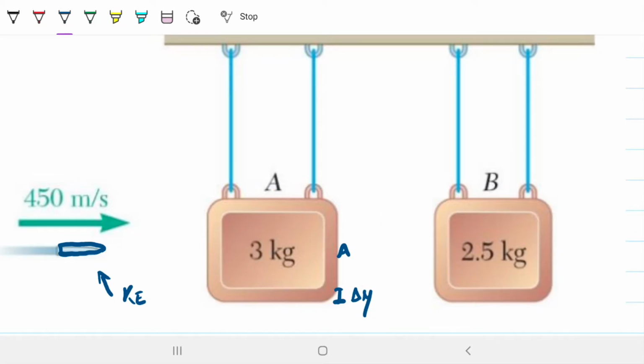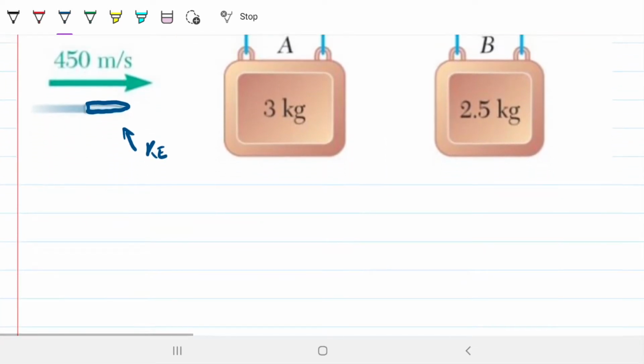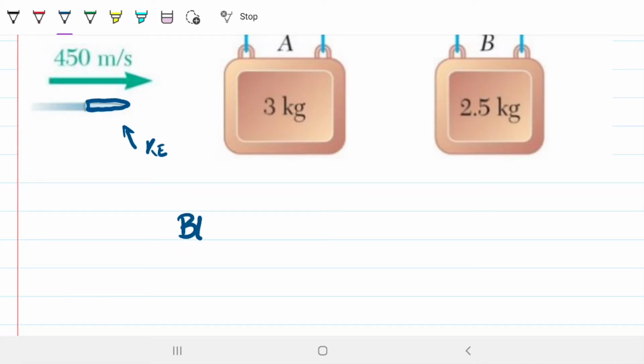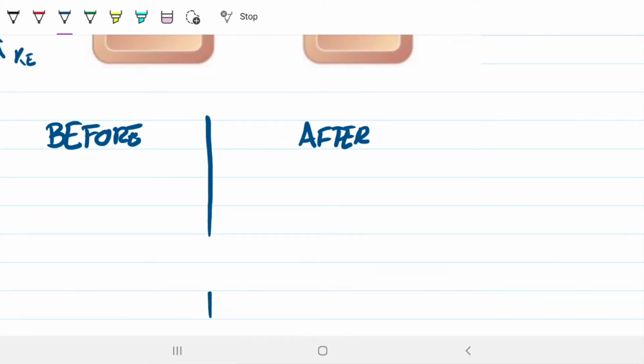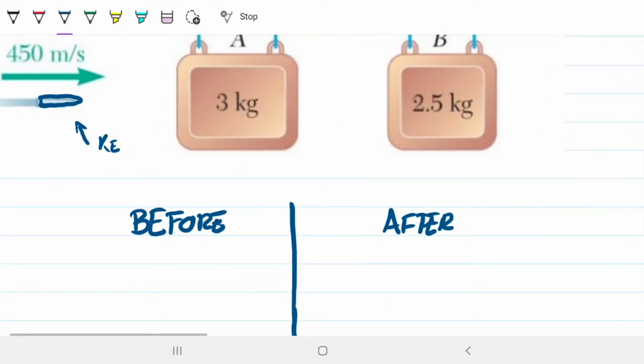And it's actually simpler in the sense that all we need to do is take a snapshot of the situation before, look at what has happened afterwards, and then just make sure that momentums before and after are the same. Okay, so what do we have before? Let's actually write down the whole thing.